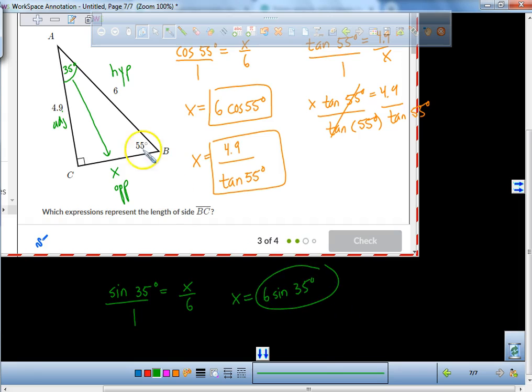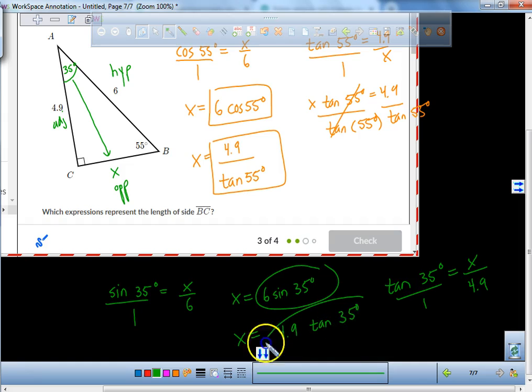And the other way I could do it is I could say the opposite over the adjacent side. Once again, I could say the tangent of 35 degrees equals my opposite side over my adjacent side. So this one would be x equals, cross multiply, 4.9 times the tangent of 35. So what I'm looking for is I'm looking for any of these answer choices in the Khan Academy.